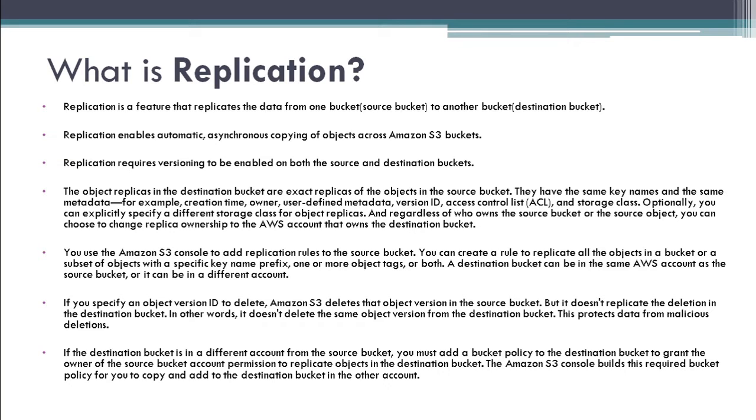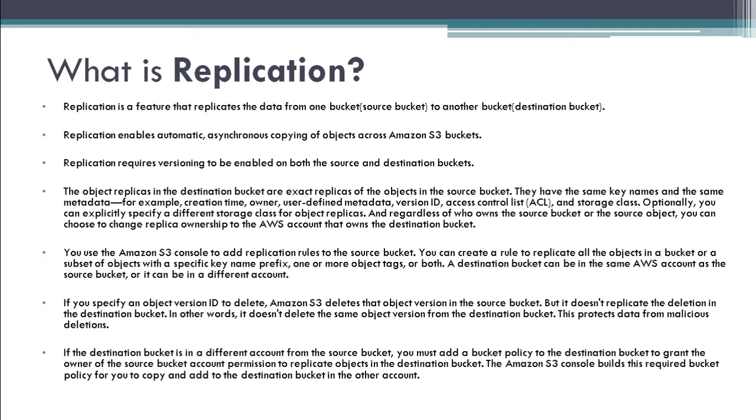If the destination bucket is in a different account from the source bucket, you must add a bucket policy to the destination bucket to grant the owner of the source bucket account permission to replicate objects in the destination bucket. The Amazon S3 console builds this required bucket policy for you to copy and add to the destination bucket in the other account. Suppose you want to replicate your objects from one account to a different account. In that case, you have to create a bucket policy to allow the destination bucket permission to access data from your source bucket to replicate it.